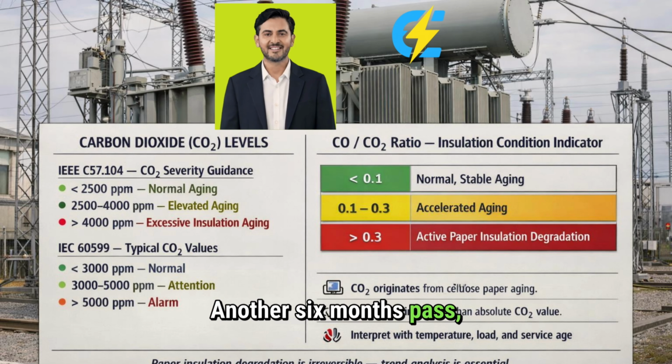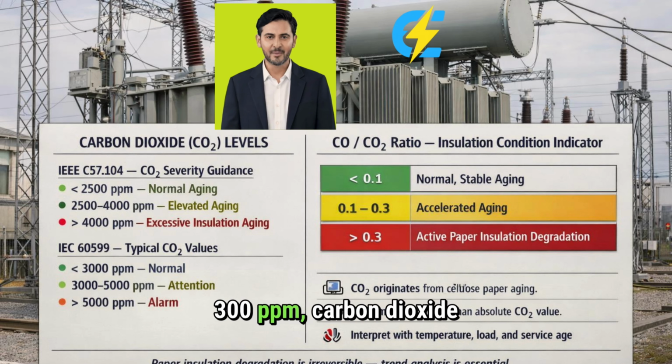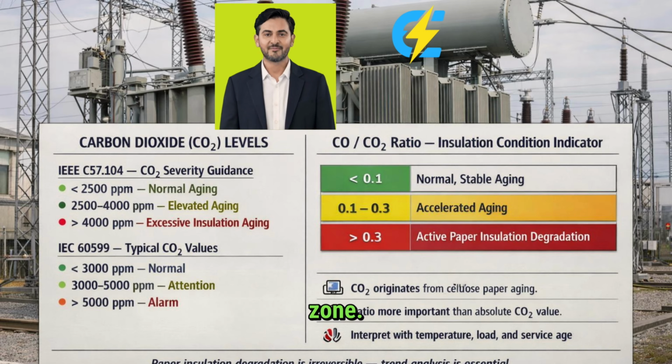Another 6 months pass, CO is now at 300 ppm. Carbon dioxide is at 1000 ppm. Your ratio has dropped to 3.3. You're approaching the danger zone. Finally, CO reaches 400 ppm while carbon dioxide stays around 1100 ppm. Your ratio is now 2.7. This is serious. This progression tells a story. The transformer started with normal aging, then something changed.